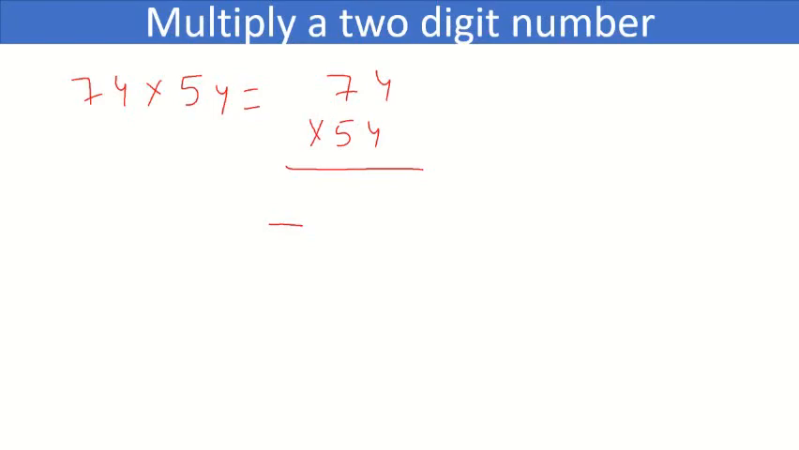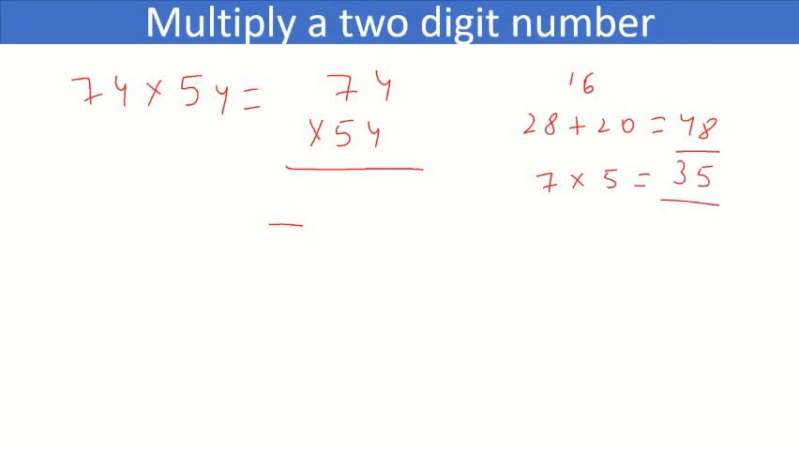Okay, so 4 into 4 will be 16. In the next step you will diagonally multiply the numbers, and then add them. So it will be 7 into 4, which is 28, plus 5 into 4, which is 20. So the result is 48. In the last step you will multiply the tens digits. Okay, so 7 into 5 will result in 35.